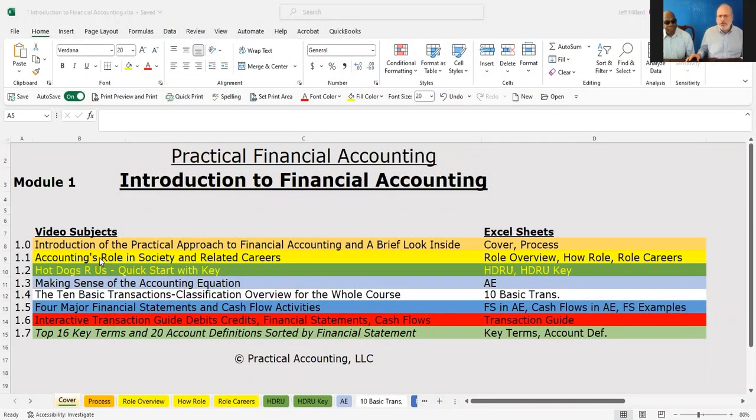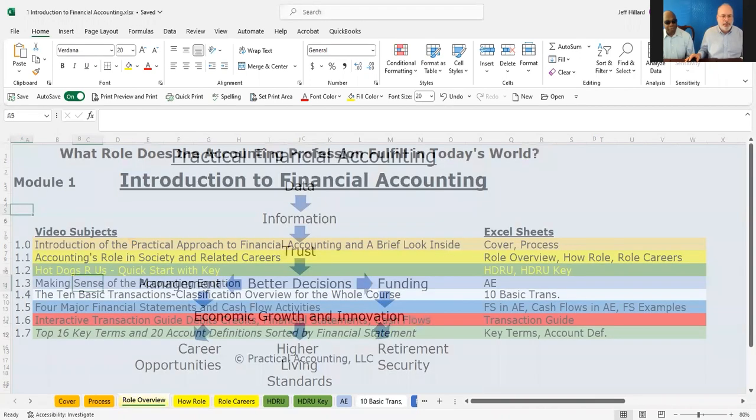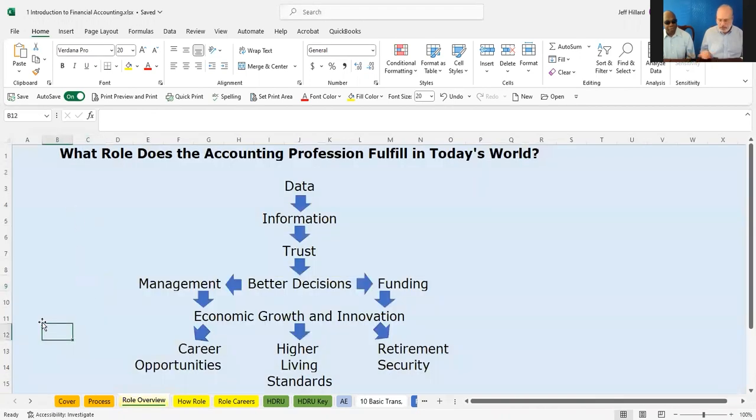Okay, what is the role of accounting in society? Just a little background here. I've been asking friends of mine who are accountants and non-accountants this question for years, and frankly, have never gotten a great answer. So I started drawing pictures, and here's what we came up with. And this has been published and is good stuff. Here we go.